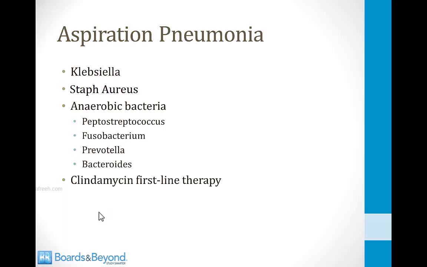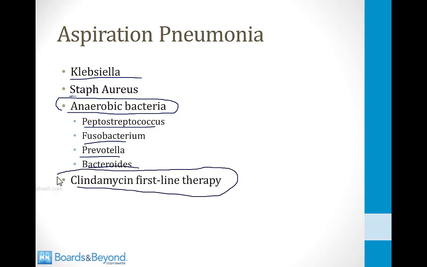So the bugs that tend to cause these aspiration pneumonias are Klebsiella and Staph aureus, and then lots of anaerobic bacteria. These normally are present in the oropharyngeal cavity, so when you aspirate, you sweep them into your lungs. These are bugs like Peptostreptococcus and Fusobacterium and Prevotella and bacteroides. And the first-line therapy for aspiration pneumonia is clindamycin because it covers all those anaerobic bacteria.